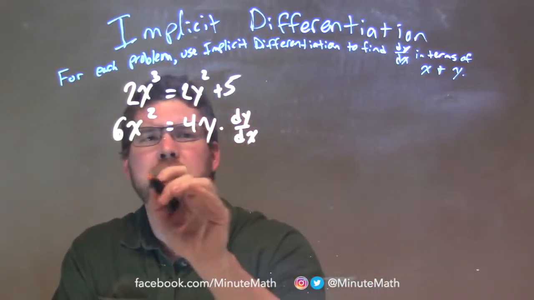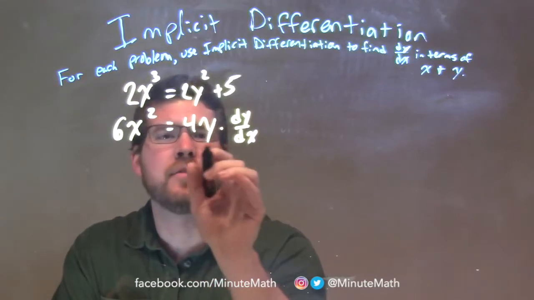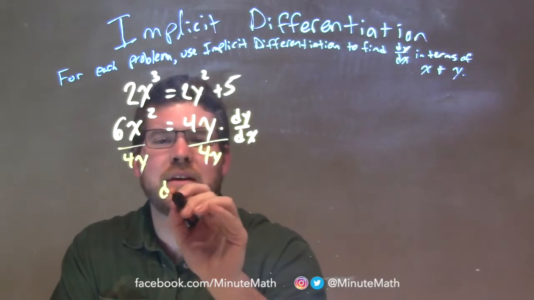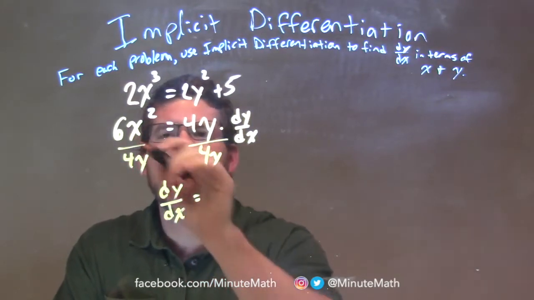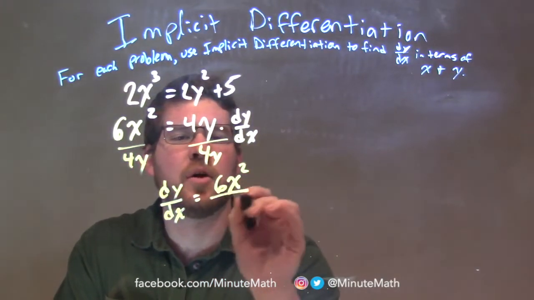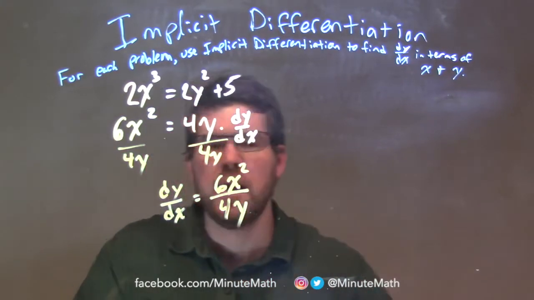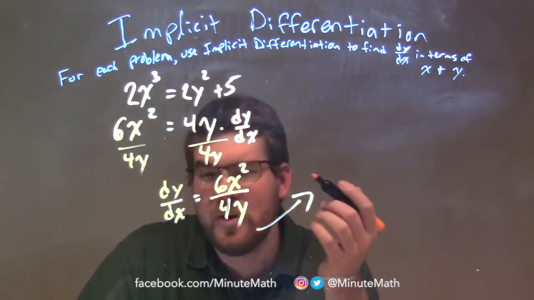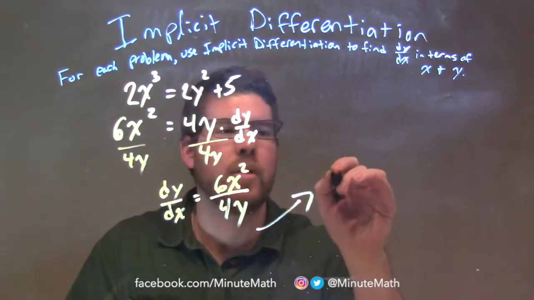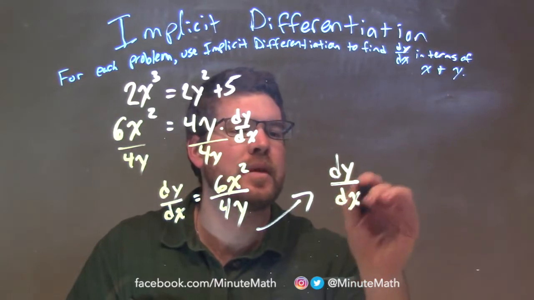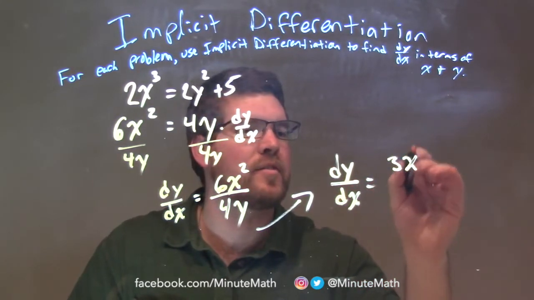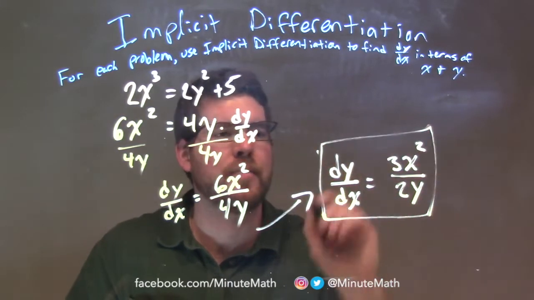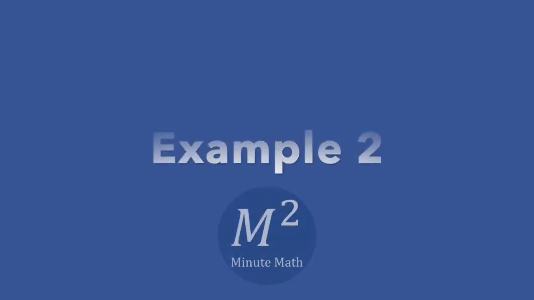So to do that, I'm going to first divide by 4y on both sides. And then I'm going to put dy/dx on the left-hand side. I like that. And then I have now 6x squared over 4y. Now we can easily simplify that. 6 over 4 is really 3 over 2. So we have dy/dx here is equal to 3x squared over 2y. And there we have our final answer.